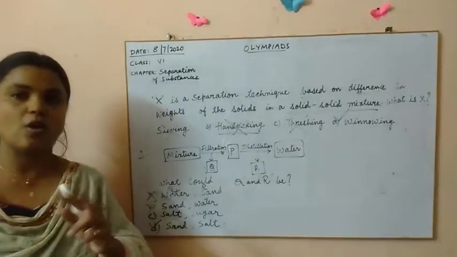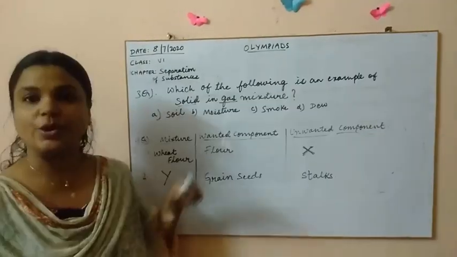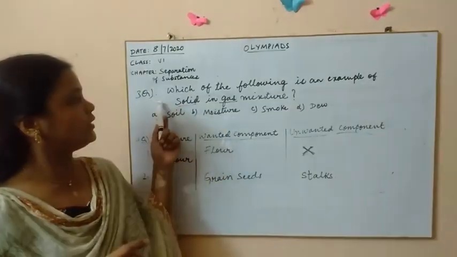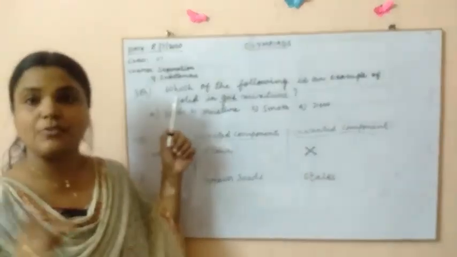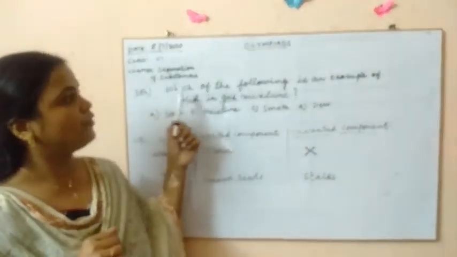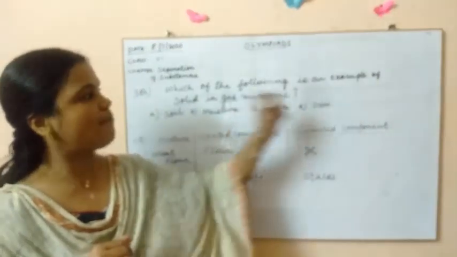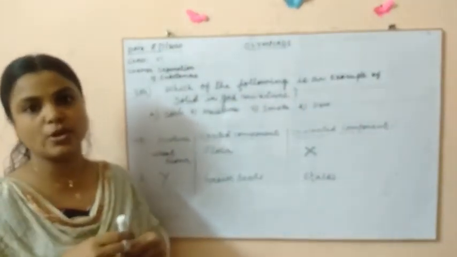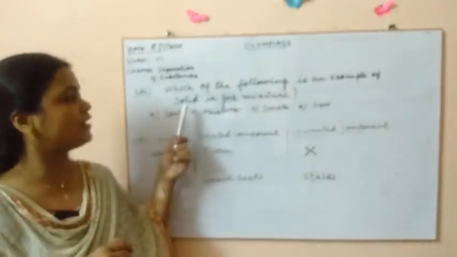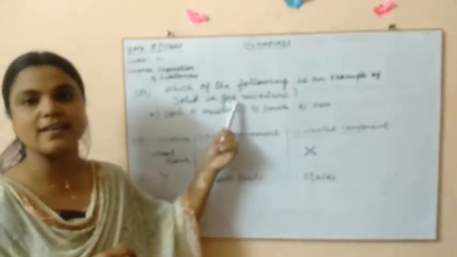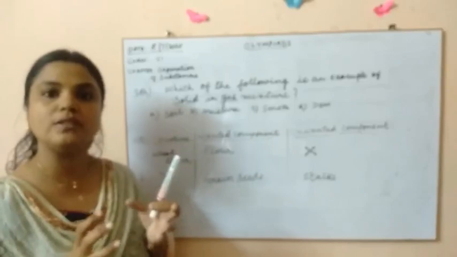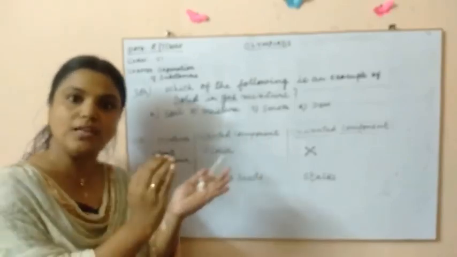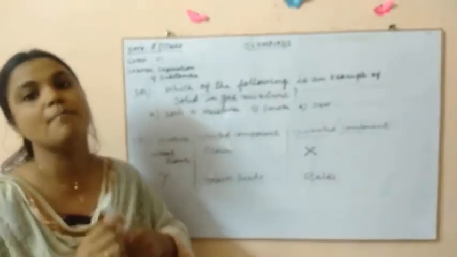Okay. Let us solve two more questions now. Let's go into the third question. Let's read and understand the question well. Which of the following is an example of solid in gas mixture? The main point that you have to consider here is solid in gas mixture. That means the components of the mixture here are solids and gases mixed together.